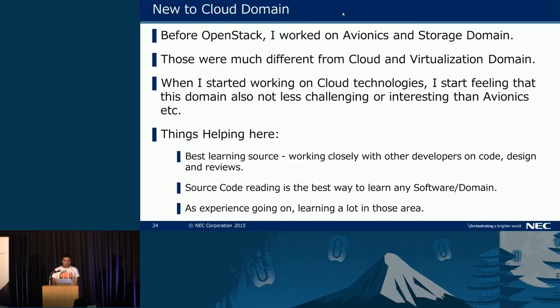The next challenge was that I was new to the cloud domain. Before OpenStack, I worked in the storage and avionics domains, and those were different from virtualization and cloud domains. So this was one of the challenges. How did things help here? The best learning source is working closely with other developers on code, design, and reviews. Reviews are the best, I would say, to learn about any domain, how things are going in that technology, and how future planning will be. And reading source code is the best way, anyway. As experience goes, I learn about the cloud domain. Still, I have a lot to learn. I'd say it's just the start for me.